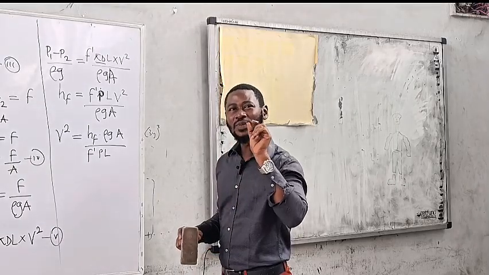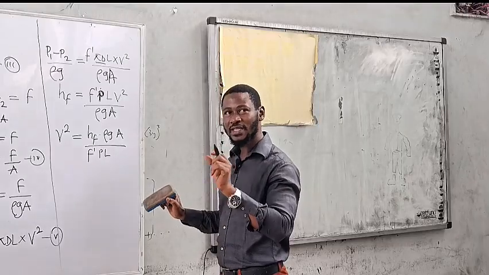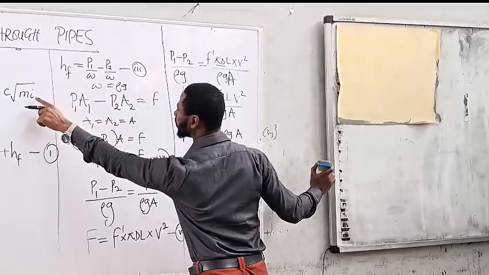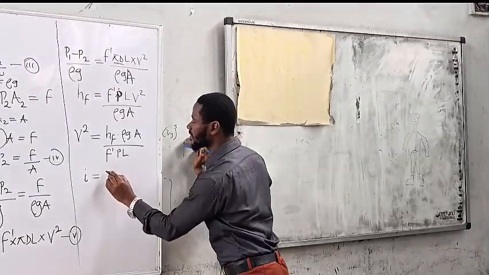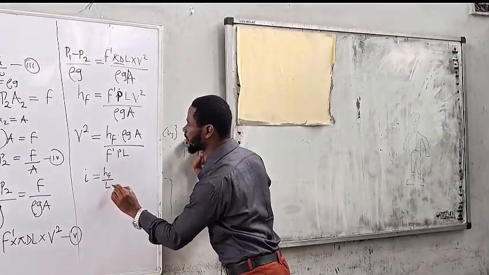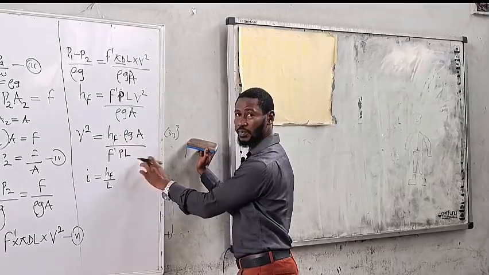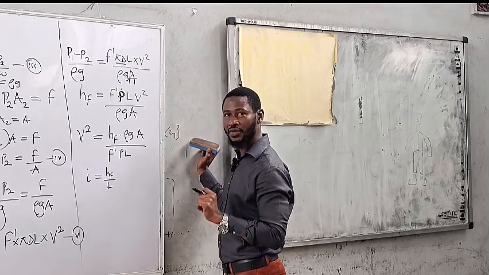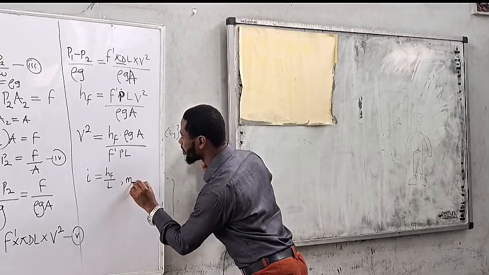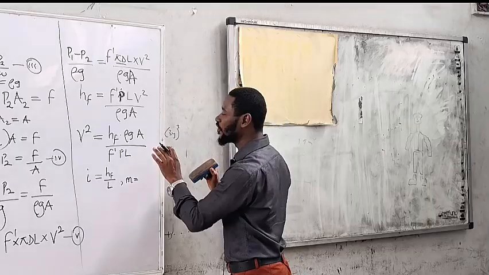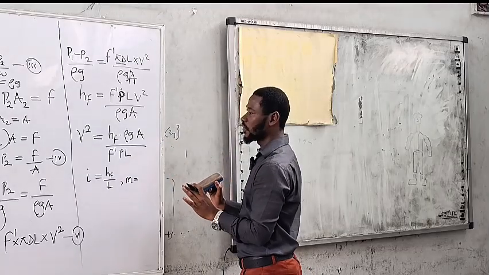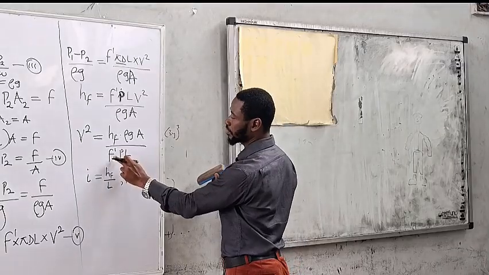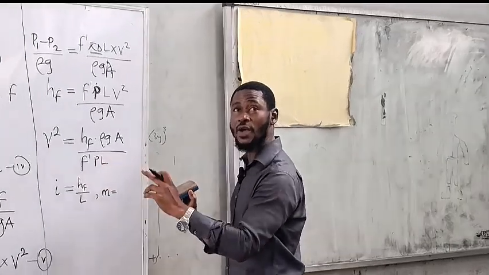Now we are going to bring some terms out of this expression. Look at how I'm going to go about it. H in this equation is defined as the head loss per unit length, so we can easily bring this out as I. The next one is the hydraulic mean radius, M. M equals the remaining thing that you are seeing here, apart from rho G. We have already defined what M is.